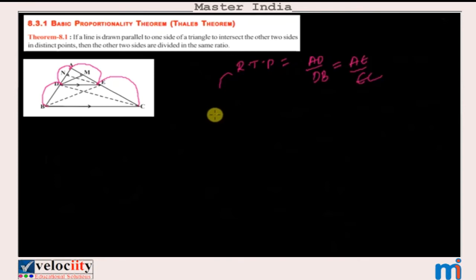Let us consider triangle ADE. And what is the area of a triangle? Area of a triangle is half base into height. What is the base of this triangle ADE? The base is AD.